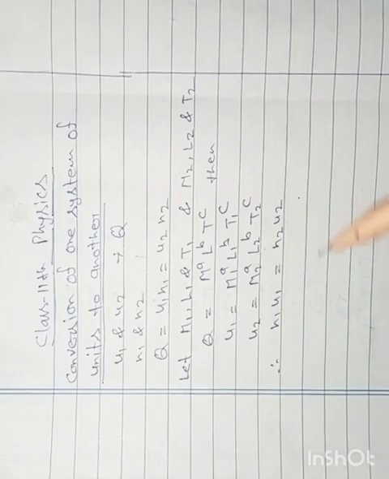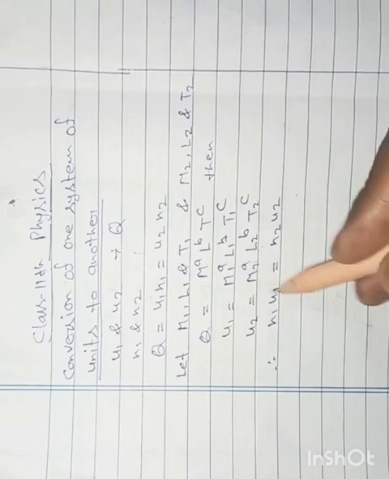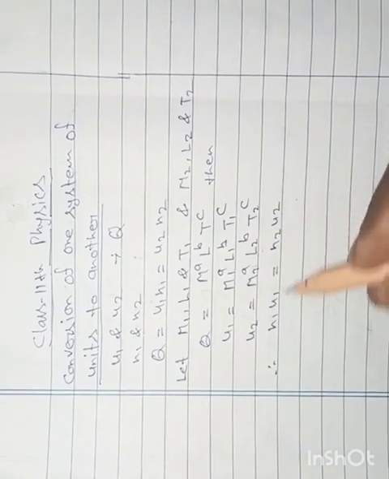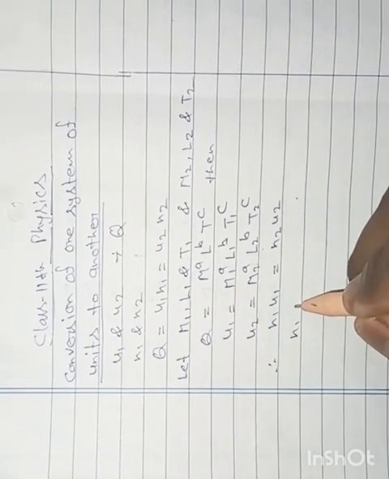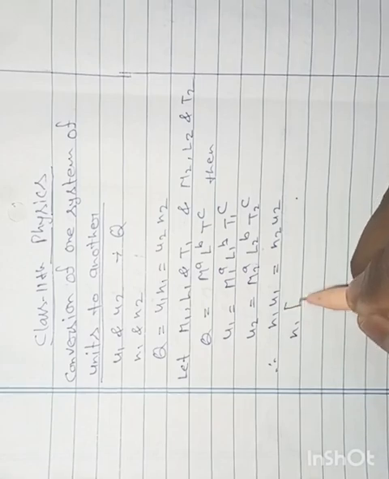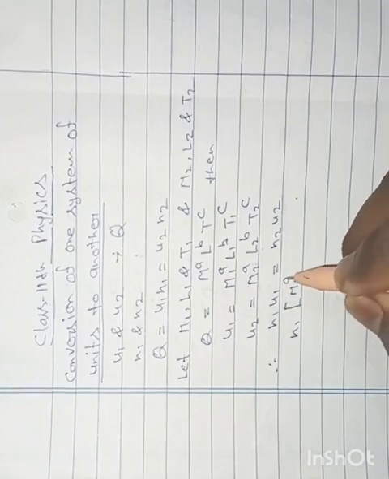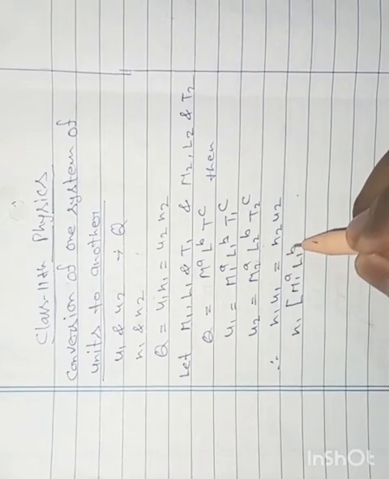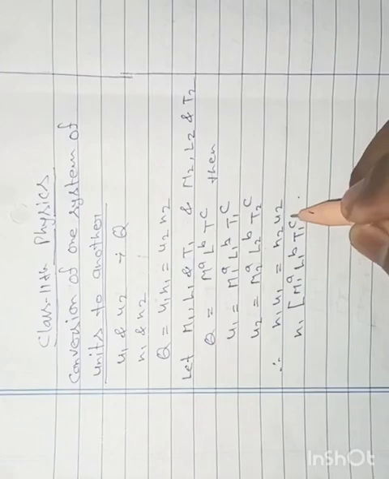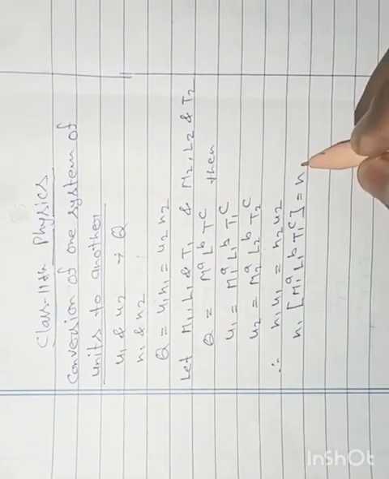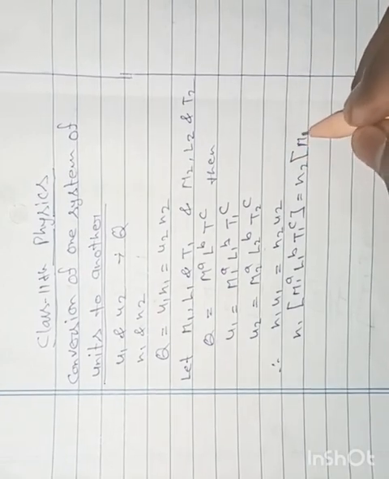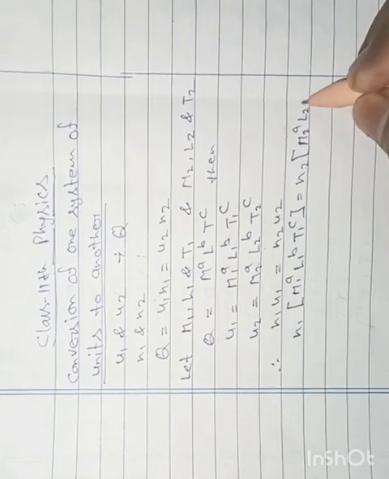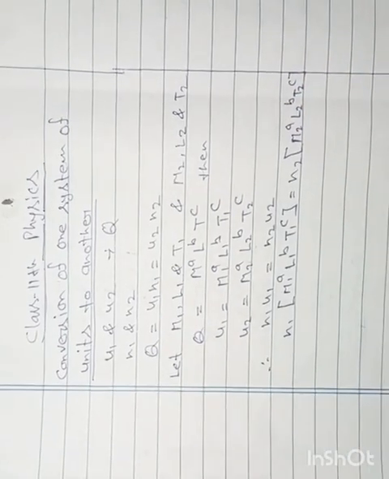So we can put this value of u1 and u2 in this formula, so we will get n1 into m1 to the power a, l1 to the power b, t1 to the power c, equal to n2 into m2 to the power a, l2 to the power b and t2 to the power c. It's okay.